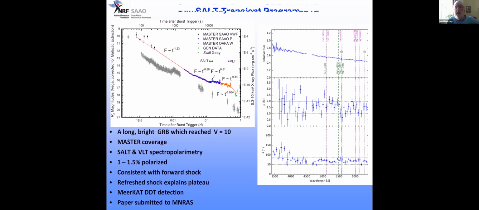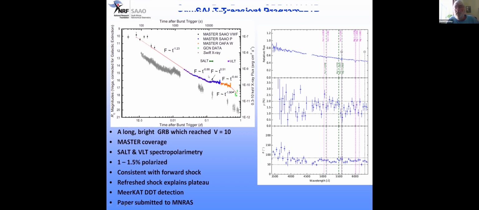And so these are the data points from a wide field camera on the MASTER mount, then more intensive with the main telescopes here. This is South African data in the blue, and then it's taken over by data in Argentina, and then this is archival data in the green. So you can see the decline in brightness from 10th down to, well, eventually it petered out way down here. But when we got onto it with SALT, it was still at 16th magnitude.